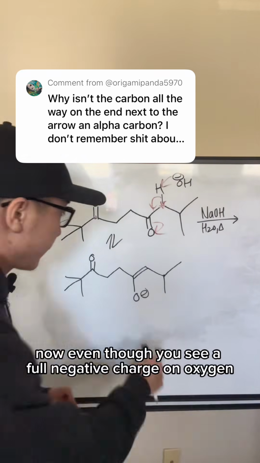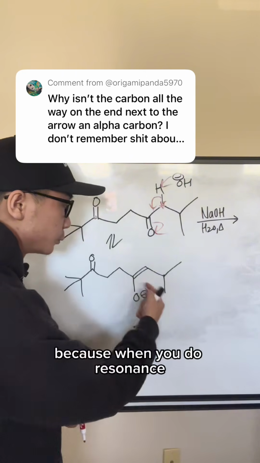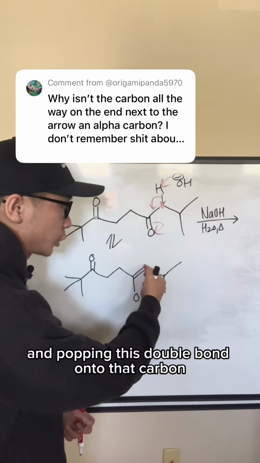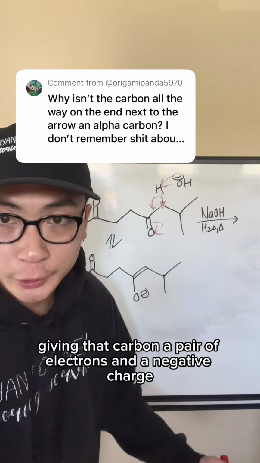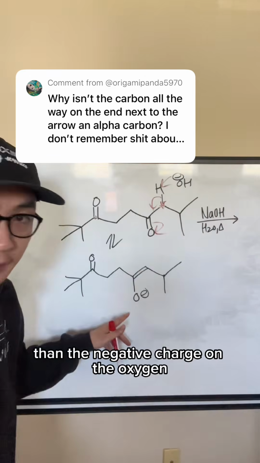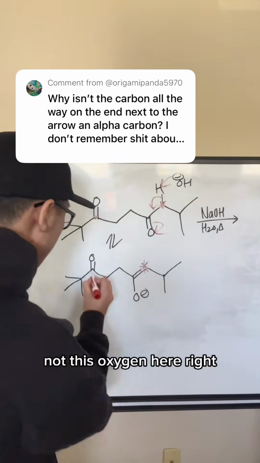Now, even though you see a full negative charge on oxygen, oxygen is not the nucleophile here, because when you do resonance by reforming the carbonyl and popping this double bond onto that carbon, giving that carbon a pair of electrons and a negative charge, the negative charge on that carbon is less stable than the negative charge on the oxygen. That's why this carbon here is the nucleophile, not this oxygen here, right?